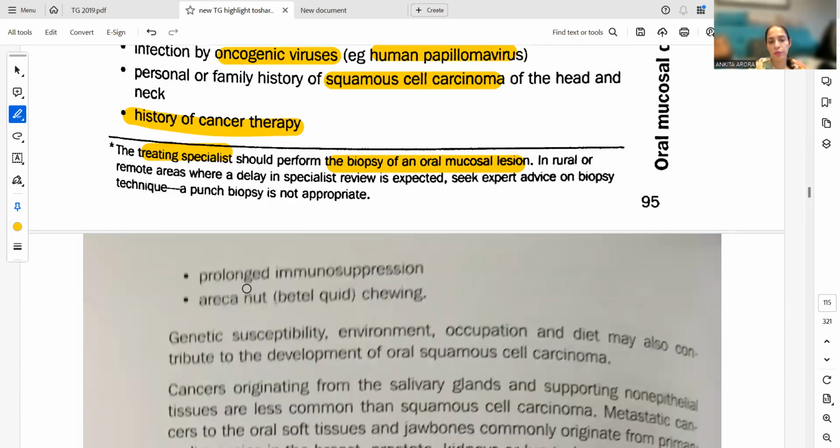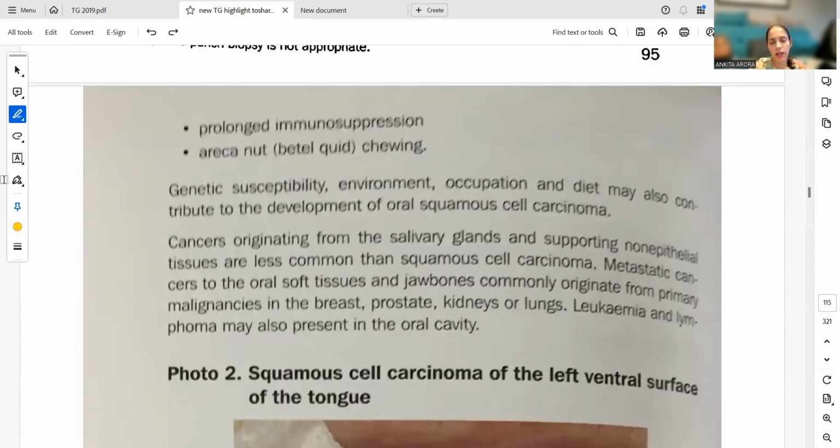Risk factors are prolonged immunosuppression, areca nut or betel nut chewing. I'm not coloring this. The color itself is a bit gray. So prolonged immunosuppression, betel quid chewing. Betel quid is separate from tobacco here, so it's a different risk factor they have counted. Genetic susceptibility, environment, occupation, and diet may also contribute to the development of oral squamous cell carcinoma.